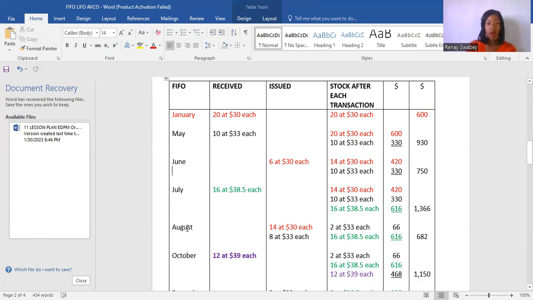Now we move on to August. Remember, in May, we purchased some items. We sold none. In January, we only sold 6 of the items that we purchased in January. And we purchased in May, and again, we purchased in July. None of the items we purchased in July was sold. As you can see, the blank space here on the issued.